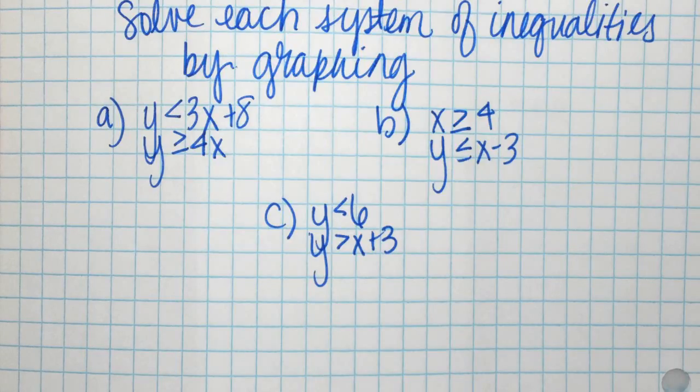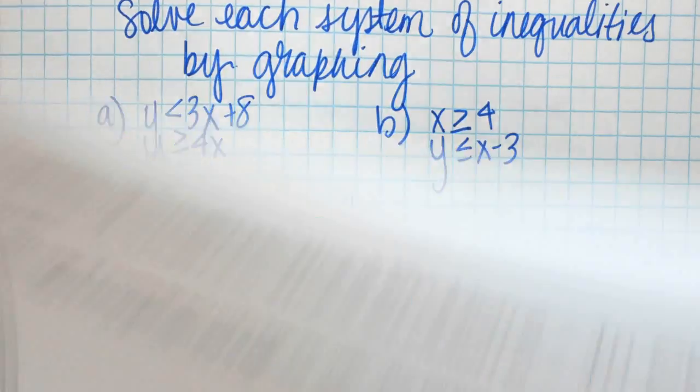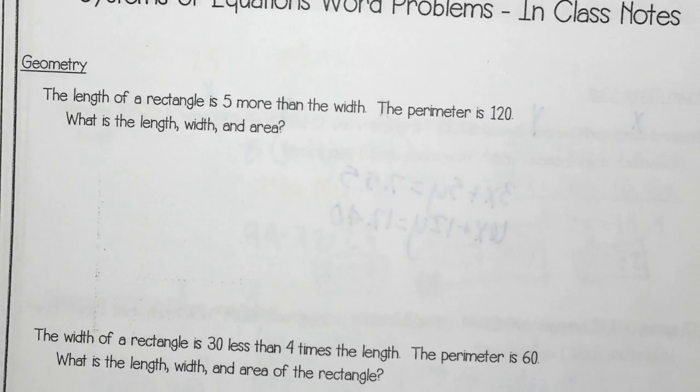Are we done writing down our homework? Okay. So, do we all want to look at the geometry ones on our word problem packet? Yes. On the first one, it says the length of a rectangle is 5 more than the width. The perimeter is 120. What is the length and width and area?